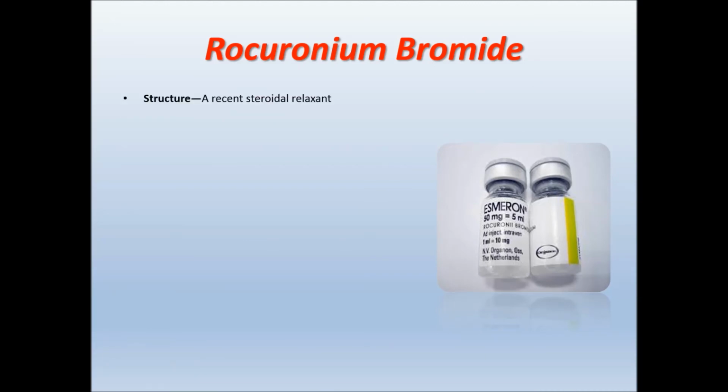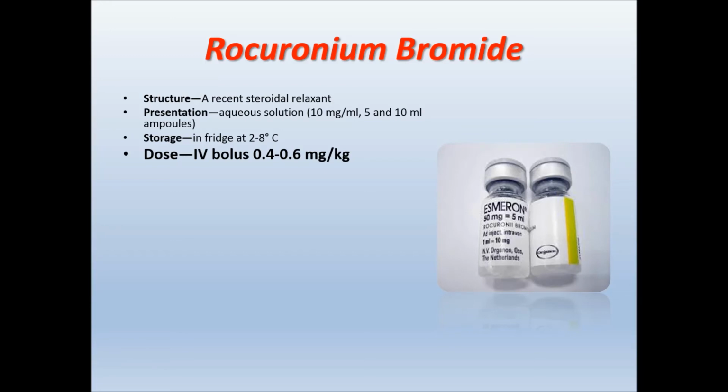Rocuronium is a recent steroid relaxant, also presented in an aqueous solution, 5 and 10 milliliter ampoules. Each ampoule contains 10 milligram per milliliter as a concentration. Stored also in the refrigerator. The dose is 0.4 to 0.6 milligram per kg as bolus intravenous dose.